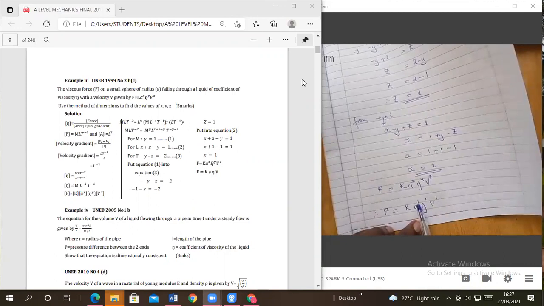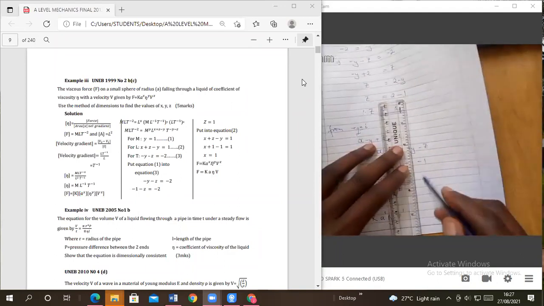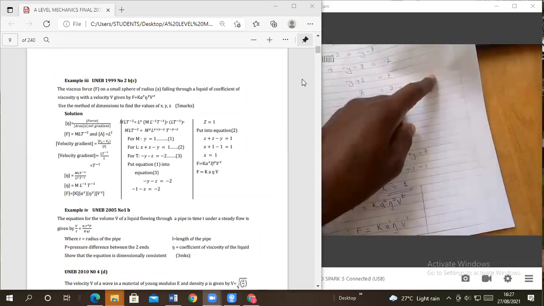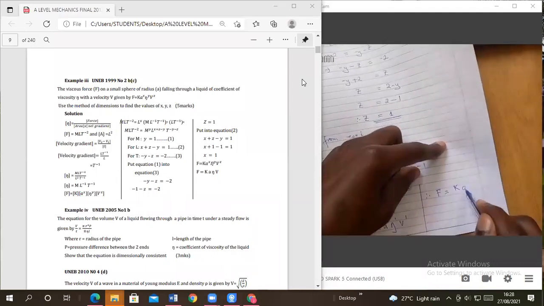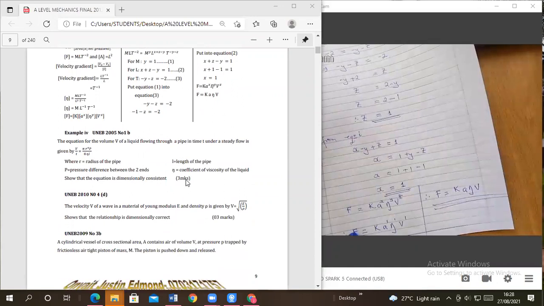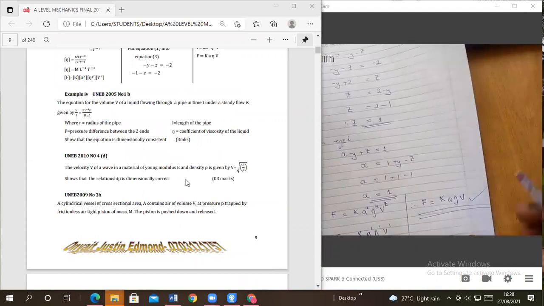But now when you write to the power 1, that shows that you have not been attending lessons. We said any number raised to power 1 is that number. So there's no need of writing the power 1. Therefore, our F is equals to K, A, N, V. So that's the formula I want. As simple as that. Members, are we together? Yes. That's how simple it is.